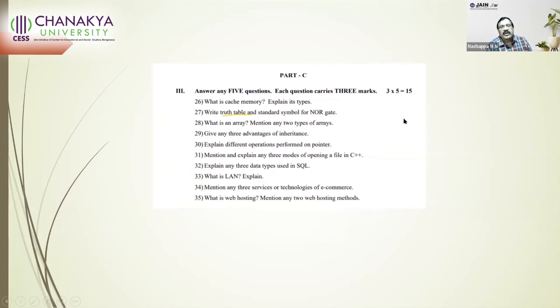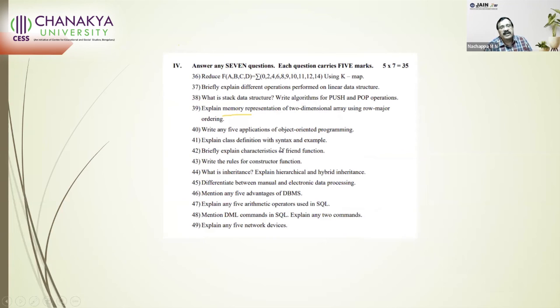If you go to the 7-mark questions, like I told you, you can see 1 Karnaugh map question will be compulsory. Here you can see algorithms will be asked. Nowhere are programs asked. You can just go through everywhere. Algorithms are asked. For stack also, you have to give the push and pop algorithm. Everywhere else, explain the characteristics of a friend function with example, constructor with example, inheritance with example.